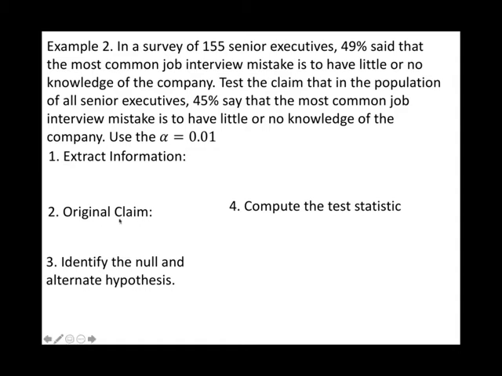Let's check the work. First, original claim. Find out the claim statement. Which sentence is going to be your claim statement? We will test the claim that in the population of all senior executives, 45% say that the most common job interview mistake is to have little or no knowledge of the company. So this is going to be your claim statement. You know that we're working on the population proportion. Do they mention less than or greater than? No, right? So we will be saying p is equal to 0.45.